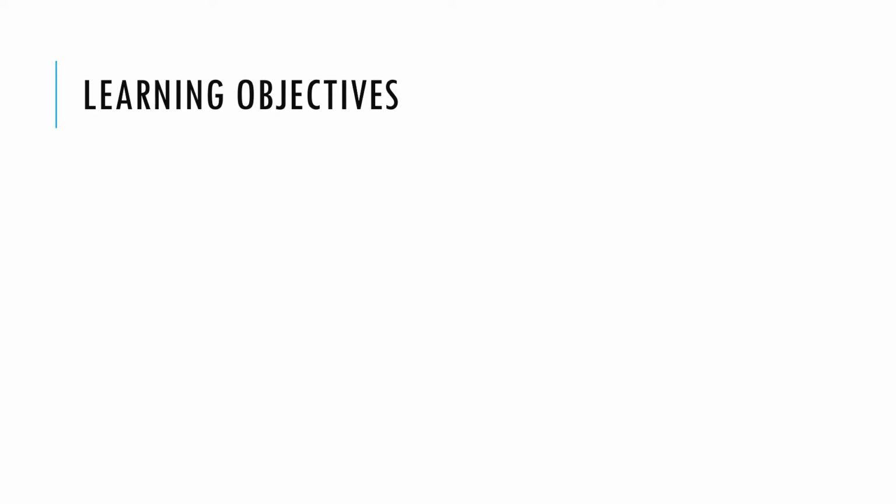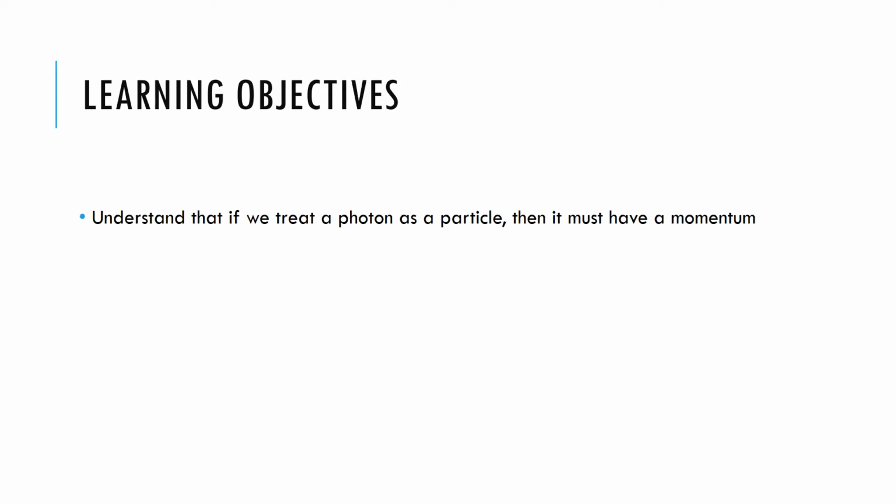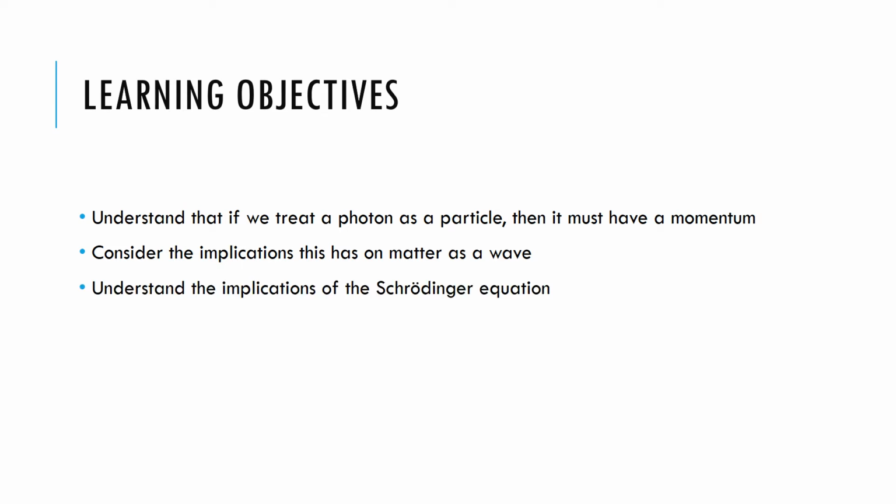In this session then, I would like to understand that if we treat a photon as a particle, then it must have a momentum. I would like to consider the implications that this has on matter as a wave. And I would like to introduce Schrödinger's equation and start to think about some of the things that come out of the Schrödinger equation and how this can help us in our understanding of the structure of the atom.